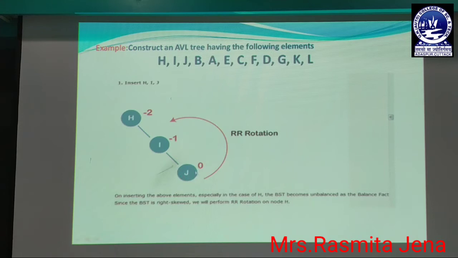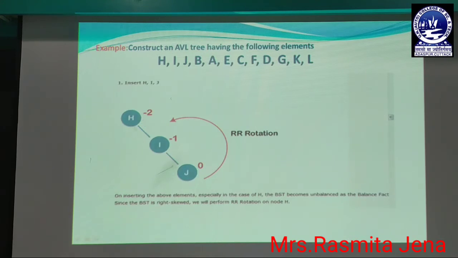The balance factor for the node J is 0 because there is no node in the left subtree as well as in the right subtree. Then the balance factor for node I is -1 because the left subtree height is 0 and the right subtree height is 1. So, 0 minus 1 is -1. And the balance factor for the node H is -2, because in the left subtree there is no node, so the height of the left subtree is 0 and the height of the right subtree is 1 plus 1, that is 2. So, 0 minus 2 is -2.